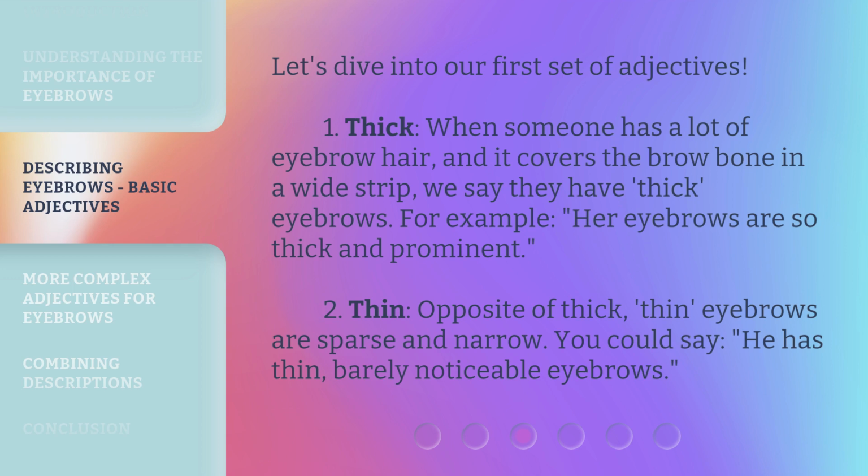2. Thin. Opposite of thick, thin eyebrows are sparse and narrow. You could say, he has thin, barely noticeable eyebrows.